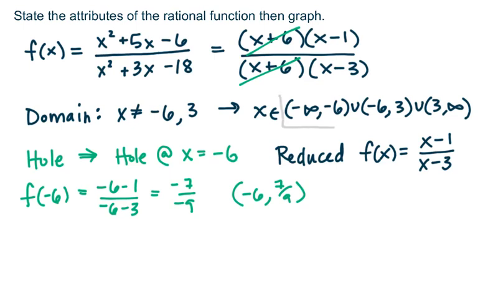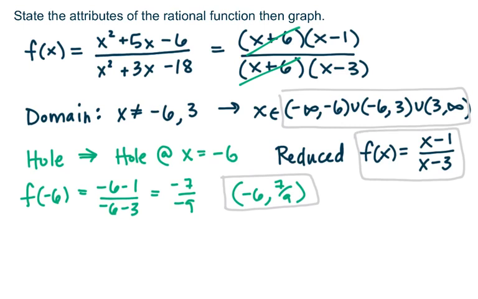So we have our domain, we have the ordered pair for our hole, and we have a reduced function that we are dealing with. Now, notice we have a factor left in the denominator, x minus 3. And what that tells me is that my vertical asymptote is going to occur at positive 3. So the vertical asymptote's a vertical line. We write that as the equation x equals a number, and in this case, that would be the number 3.